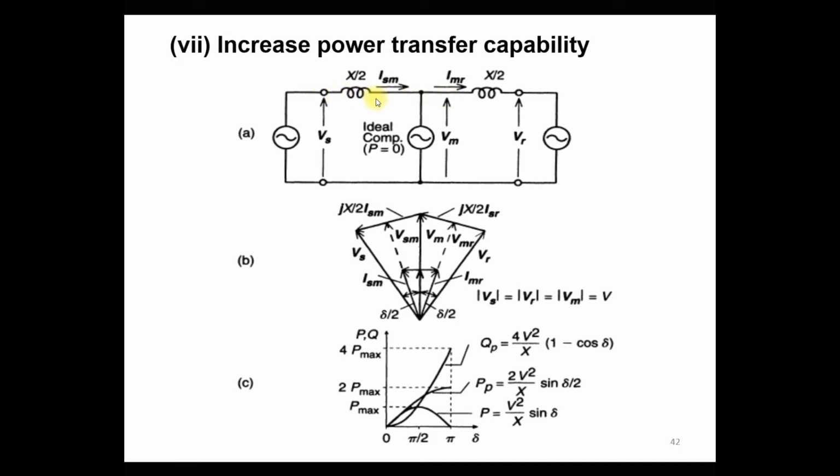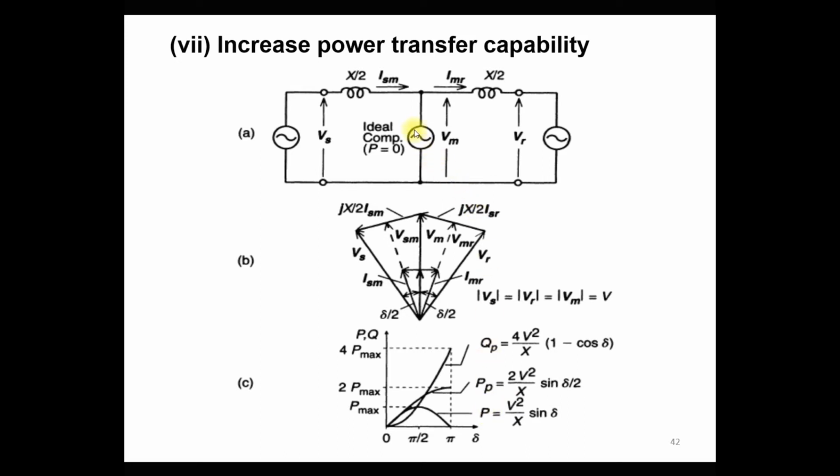Because of that, the power transmitted by the transmission line decreases, because the power transmitted depends upon the voltage. As we know, the equation is P equal to V square by X into sine delta, as you can see here in the P delta curve. So if V reduces, then the active power transfer also reduces.